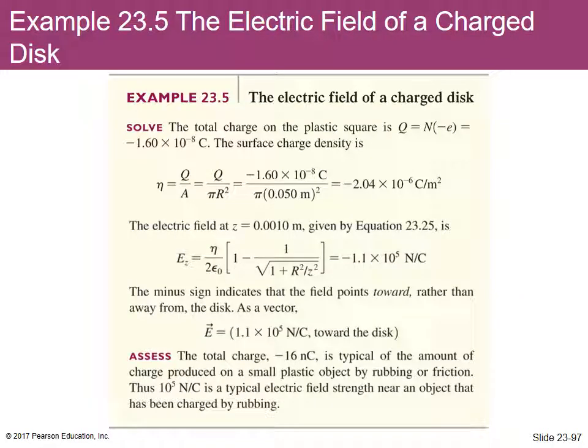The total charge on the disk is minus 1.6 times 10 to the minus 8 coulombs. Since the area of the disk is known, the surface charge density can be found. The total electric field is 1.1 times 10 to the 5 newtons per coulomb, directed toward the disk since the charge is negative.